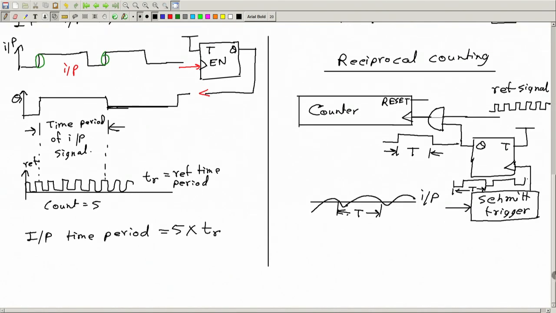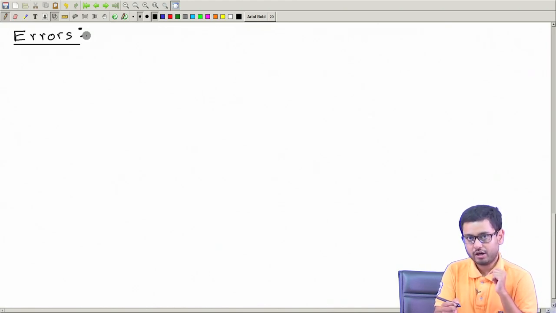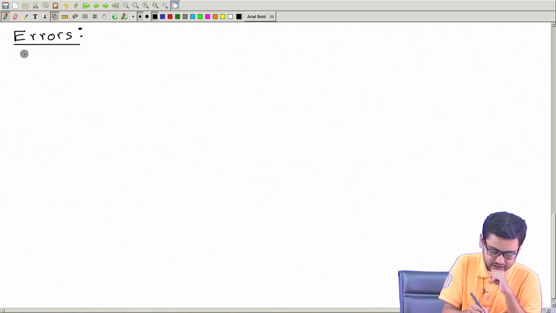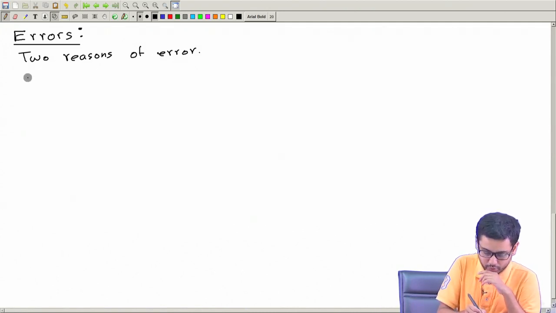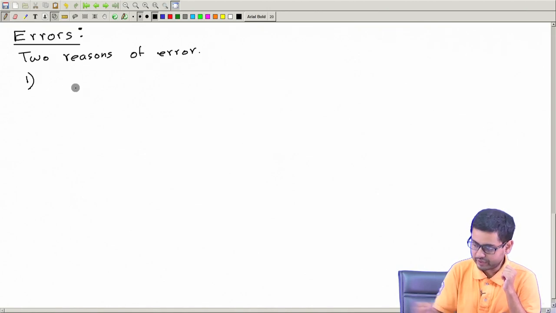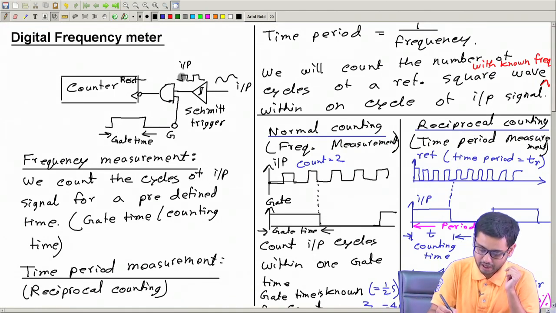Okay. Now, let us talk a bit about the errors that we may encounter in frequency measurement. There are normally two sources of errors that I can think of. So, two reasons of error. Okay. Number one, so how do we measure, say, frequency? Say, in normal counting, consider normal counting only. Okay. So, we measure the number of input cycles within one gate time, and this gate time is known to us, right? We need to know this gate time.